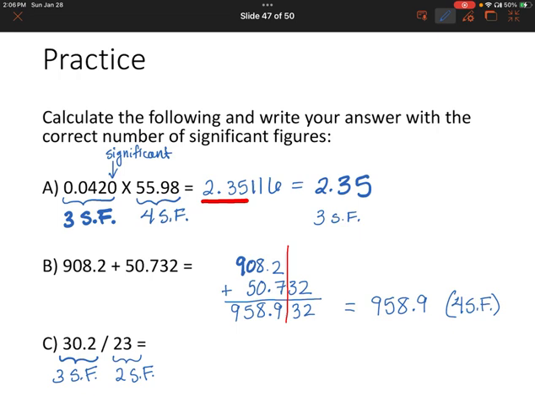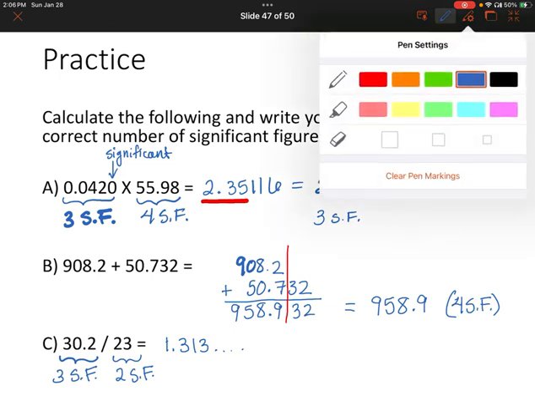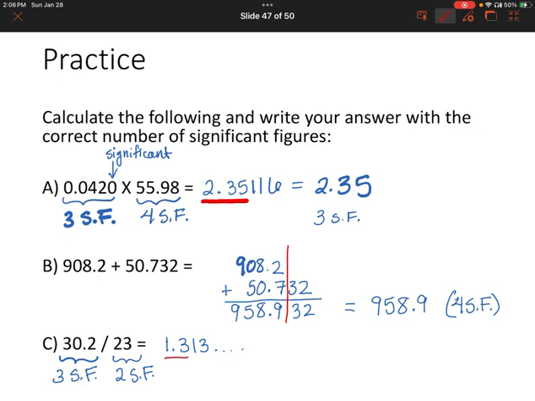Now, when we plug this into our calculator, it gives us 1.313 with a bunch of digits behind it. But again, we just want to limit this to 2 sig figs. And again, we don't have to round up because the next digit is a 1. So our final answer is 1.3. So that gives us 2 sig figs.